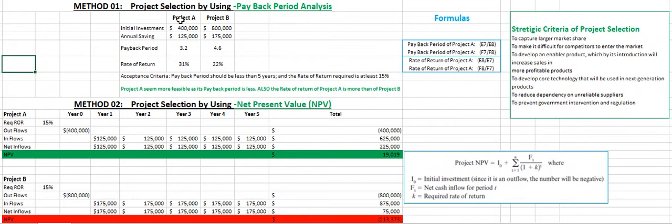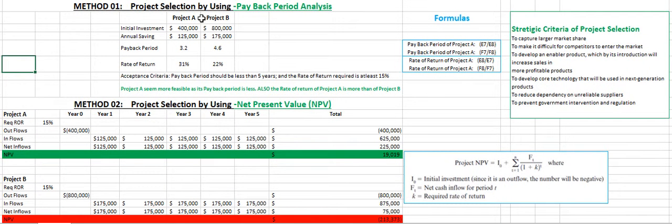Hello viewers, in this video we will learn how to select a project. If there are three or four or so many projects, how can we select which project we should start? For this we have financial methods.